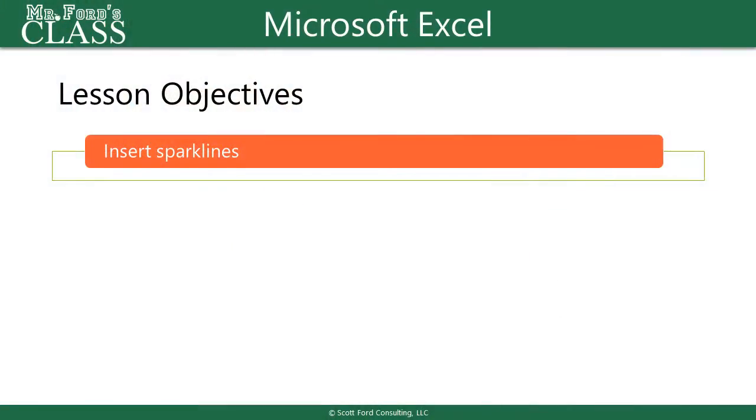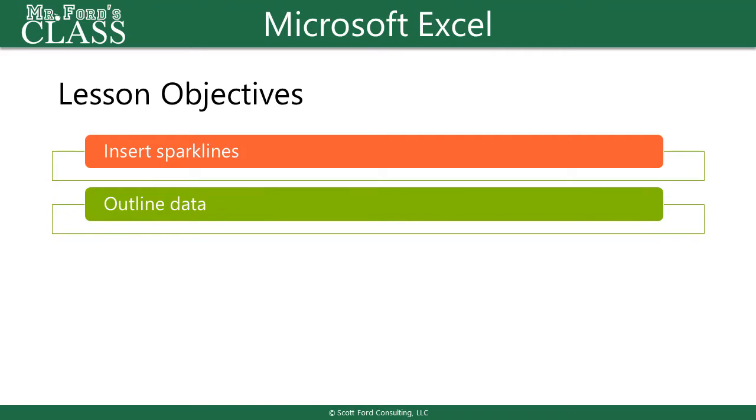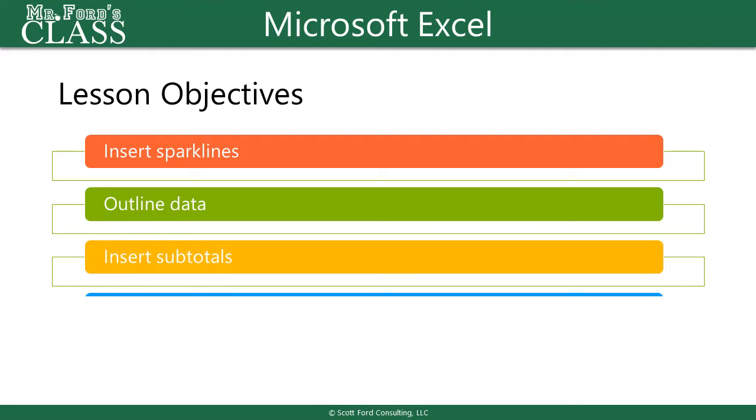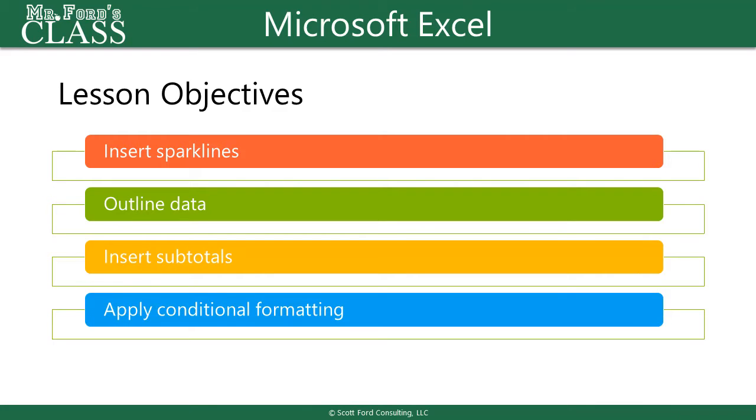Here are our objectives, and as you're going to see, there's really not a lot we need to cover in this unit, so it should go by fairly quickly. First, we need to know how to insert Sparklines, then outline data, insert subtotals, and finally apply conditional formatting.